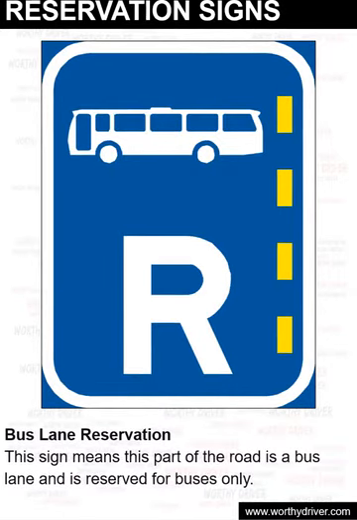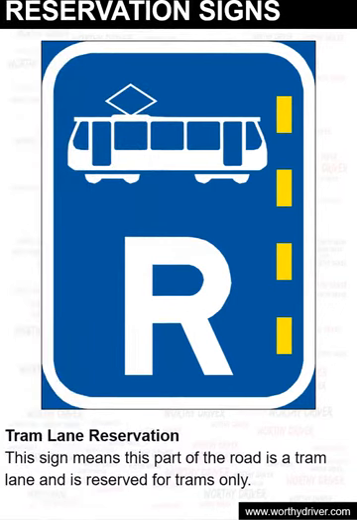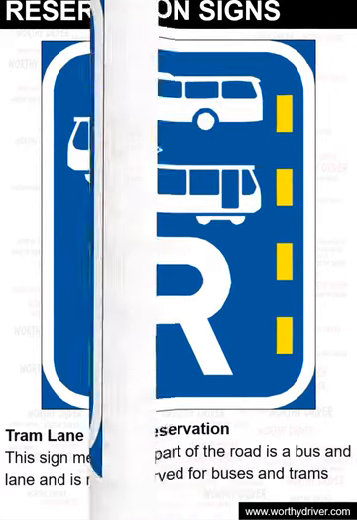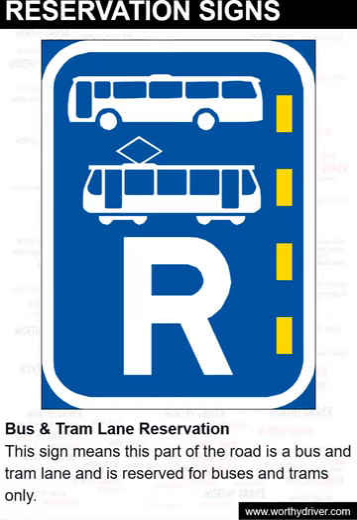Bus lane reservation. This sign means, this part of the road is a bus lane, and is reserved for buses only. Tram lane reservation. This sign means, this part of the road is a tram lane, and is reserved for trams only. Bus and tram lane reservation. This sign means, this part of the road is a bus and tram lane, and is reserved for buses and trams only.